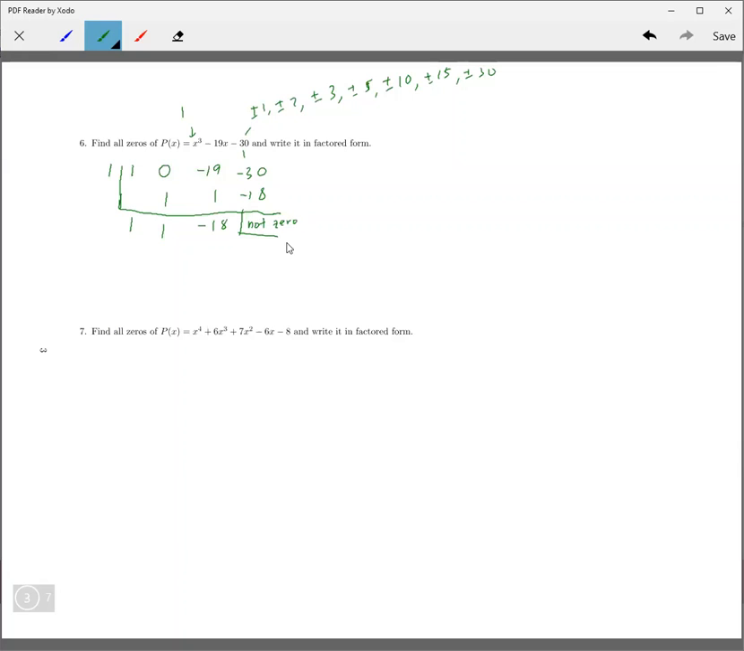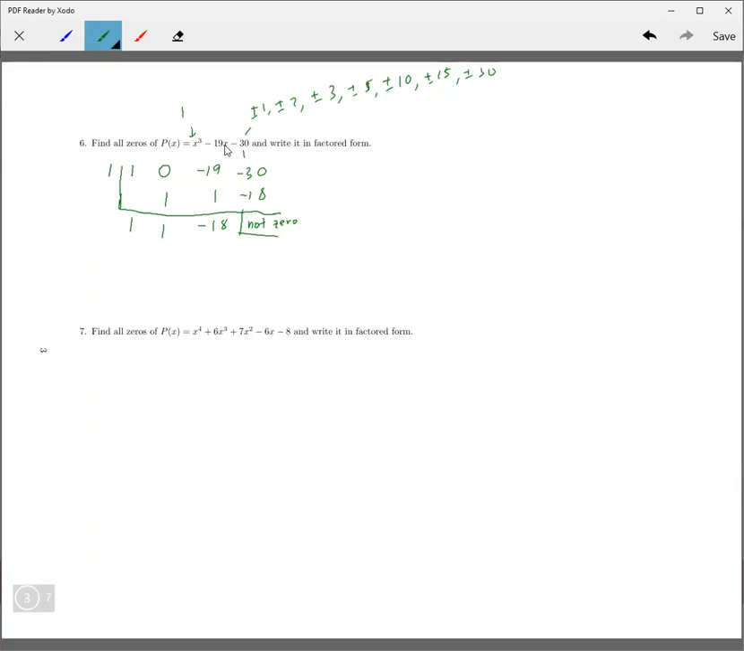And I could have figured that that's not going to work from even before putting this in, by the way. Because another thing is that if you actually plug a 1 into here, it's got to be 0. And there's no way. You got 1 minus 19 minus 30. That's no way that's going to be 0. If you put a negative 1 in, that's not going to be 0 either.